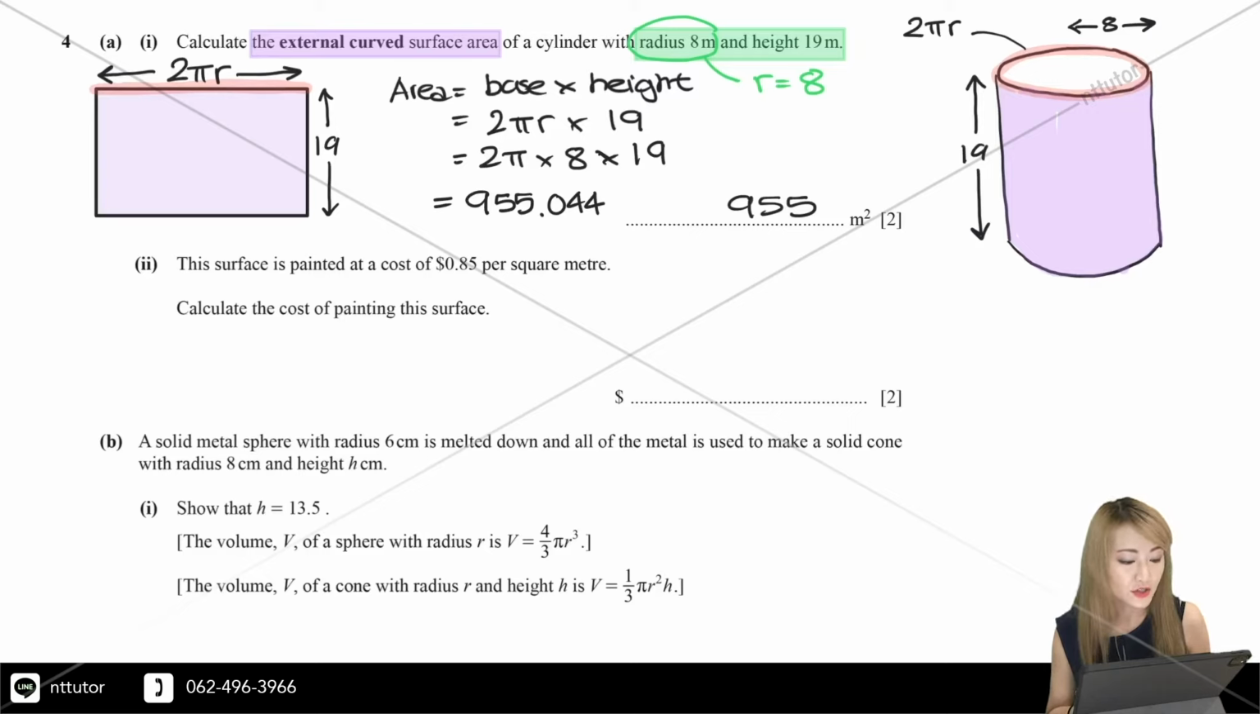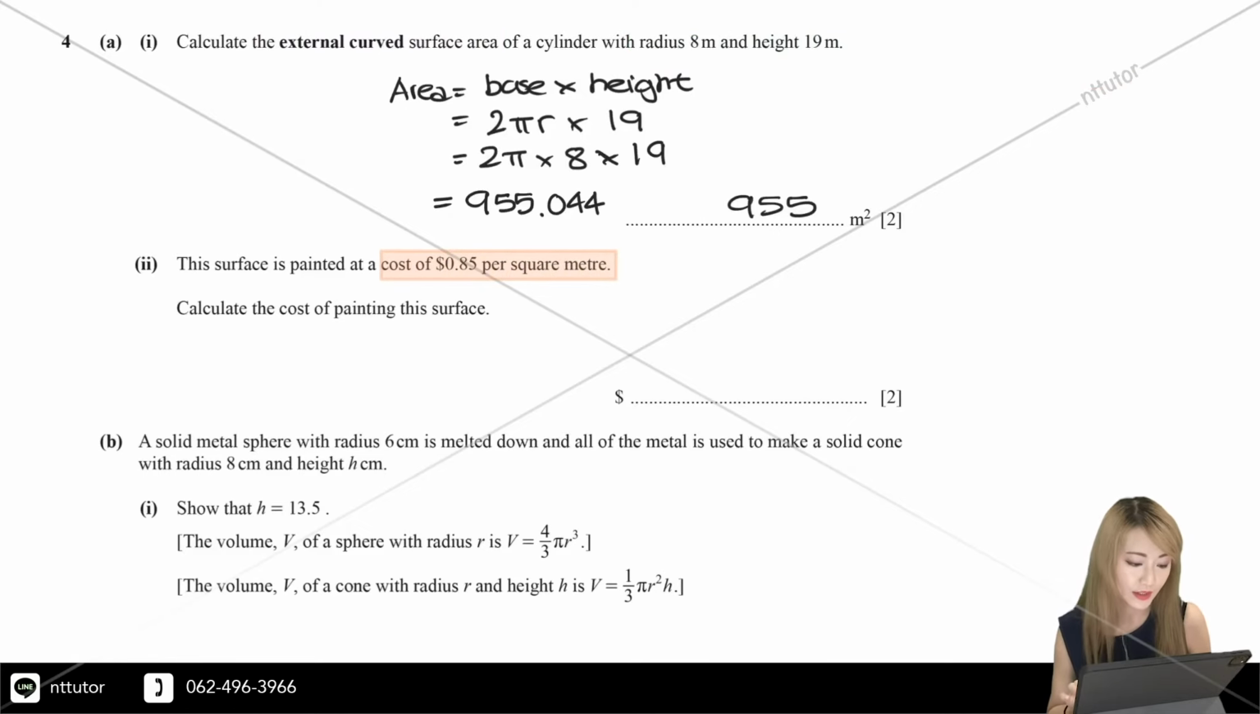2. This surface is painted at a cost of $0.85 per square meter. Calculate the cost of painting this surface. So the cost would be the area multiplied by the cost per area, which we know is 0.85 per square meter. So we can write that.